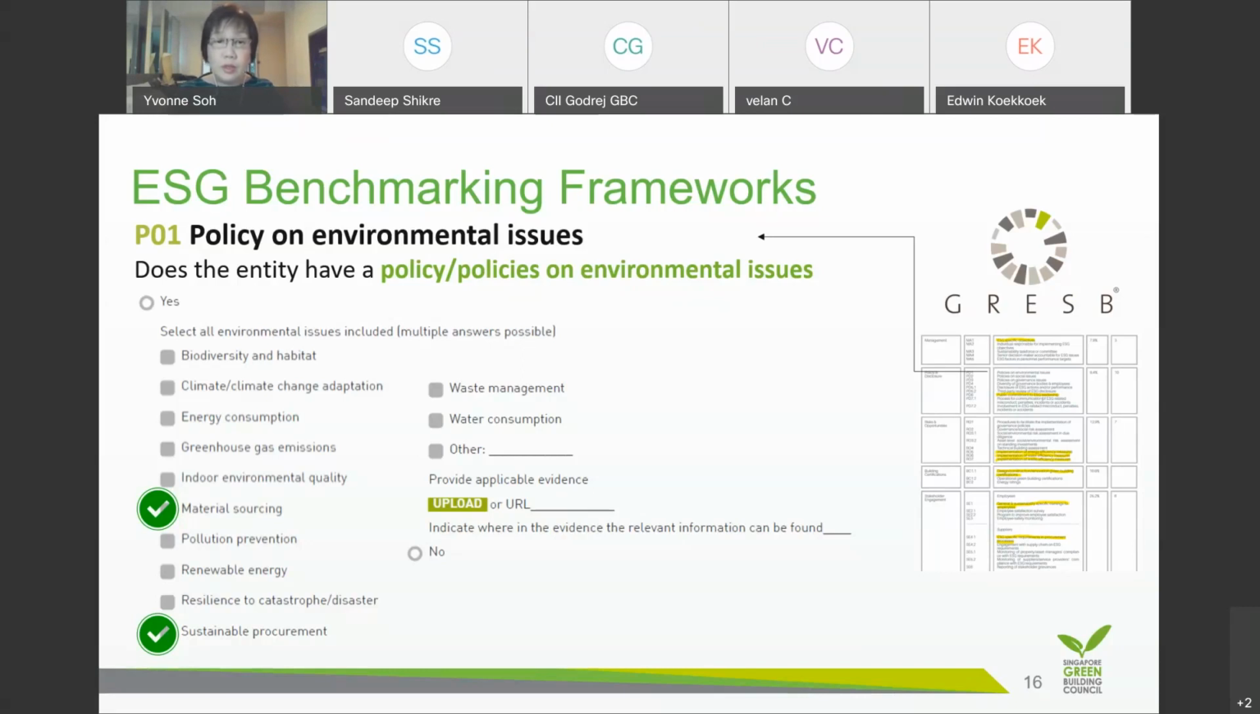So what you see on the screen is an example of a GRESB assessment, in this case, an evaluation of the company's policies on environmental issues. Material sourcing and sustainable procurement are two areas that companies can choose to report on. Companies can, of course, choose to report on whatever issues they wish, but this clear listing of issues provided by frameworks such as GRESB has proven to be very useful in providing guidance to companies on what they should be focusing on. And this has definitely been a factor in advancing green procurement in Singapore.